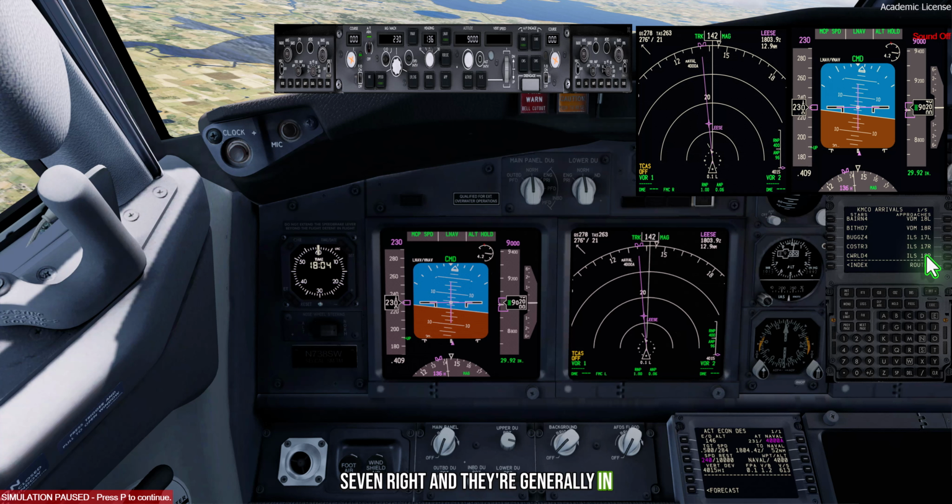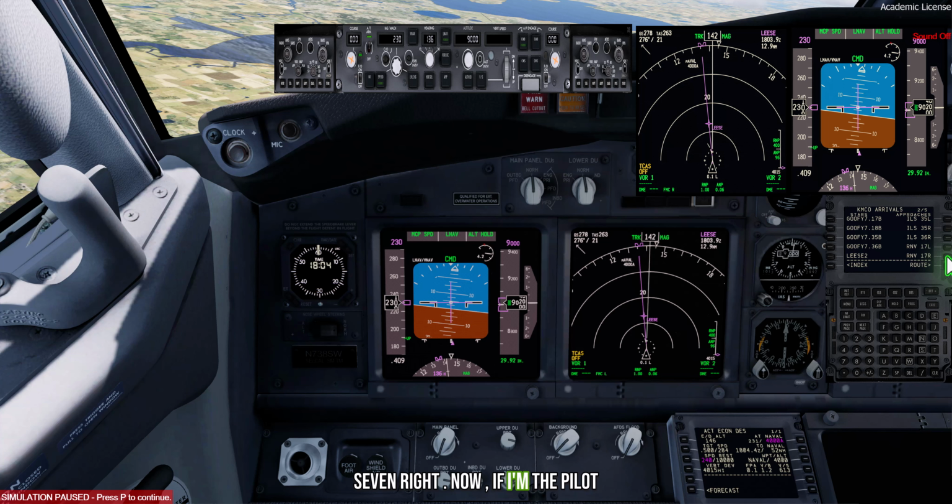And they're generally in order here with a precision approach. Then we're going to go over to all the runways here that have ILSs to them. And then we come into the RNAV approaches here. And the one that we're looking for is the RNAV approach to runway 17 right.